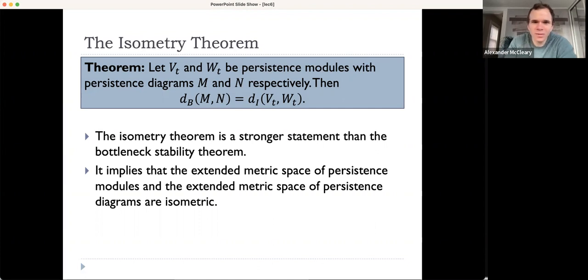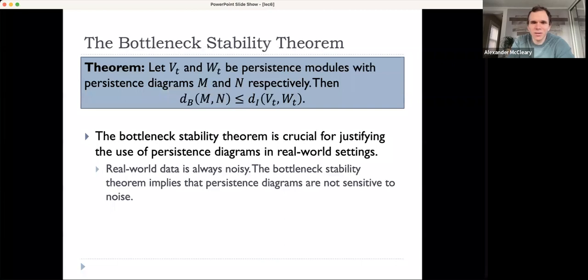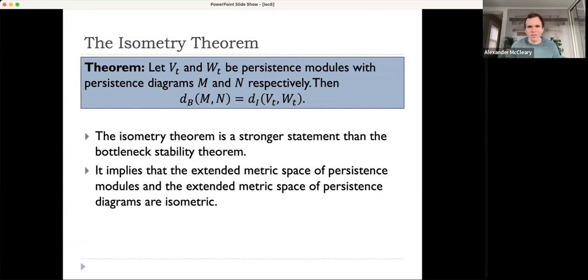The bottleneck stability theorem is one half of this result. The other side of it is showing that, with the bottleneck stability theorem, there's a less than or equal to here. So to get the isometry theorem from this, you'd have to prove the opposite inequality as well. It turns out the bottleneck stability theorem, this one here, is the hard direction. But yeah, this one is a bit stronger and a very nice result.